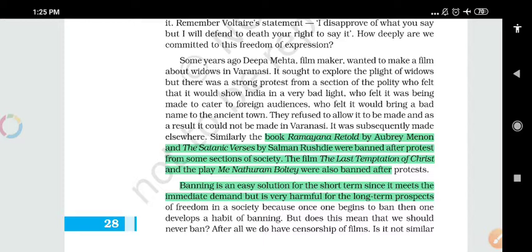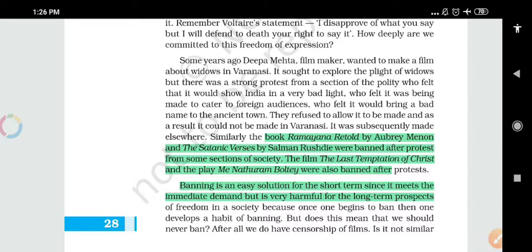Okay, let's discuss that banning. If you are banning that act, film, or book, it is temporarily good for society, because you are preventing some kind of chaos in society. But on the other hand, banning is an easy solution for the short term, since it meets the immediate demand, but it is very harmful for the long-term prospects.